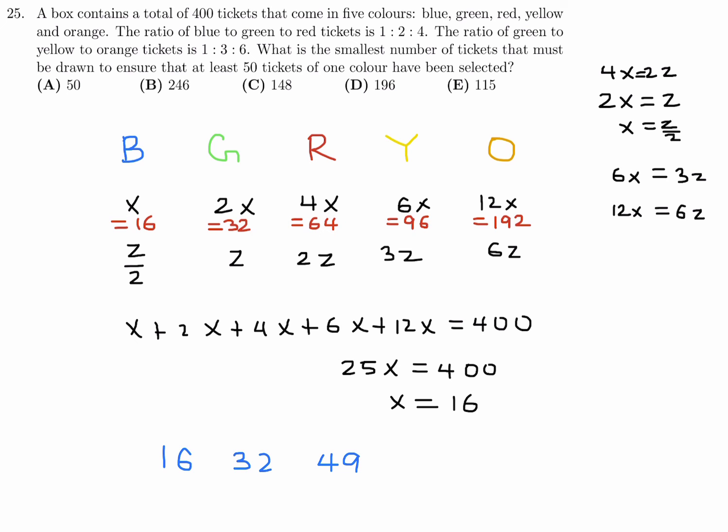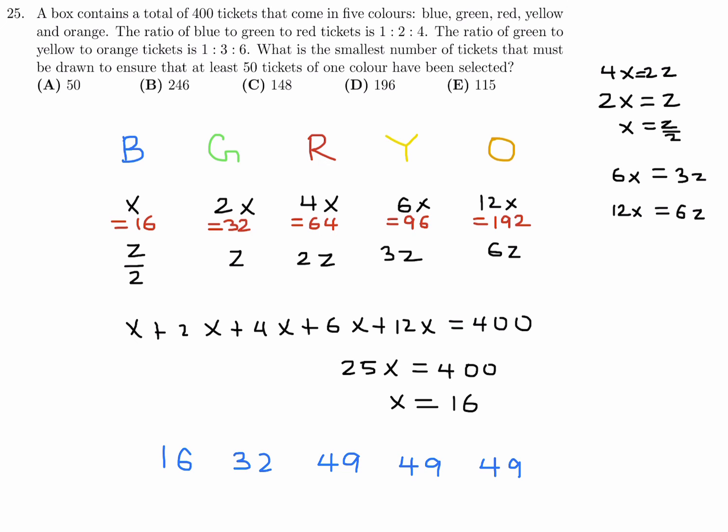And just by some chance, they all happen to be red. Then I'm going to select another 49 tickets, and by chance, they're all going to be yellow. And then I'm going to select another 49, and by chance, they're all going to be orange. The reason I'm doing it like this is because I have to guarantee that when I choose a certain number of tickets, there's going to be 50 of the same color.